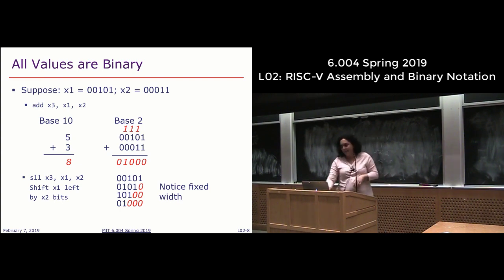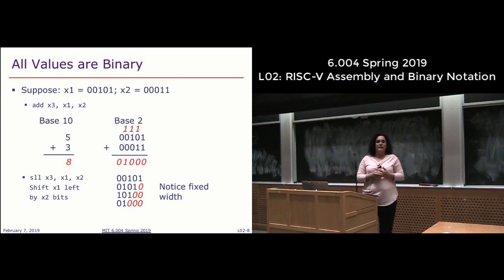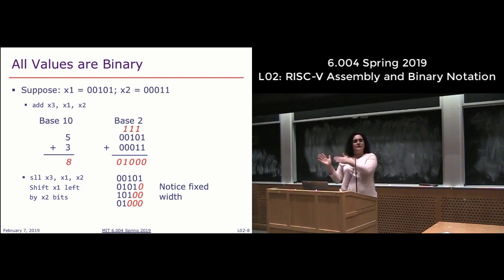3, great. All right, so if I add 5 to 3, I'm going to expect to get an answer of 8, right? So let's see how I actually do that in binary. So here are my numbers in base 2, and just like we add in decimal, where we start with the least significant digit and move our way up, including carries, we're going to do exactly the same thing here.